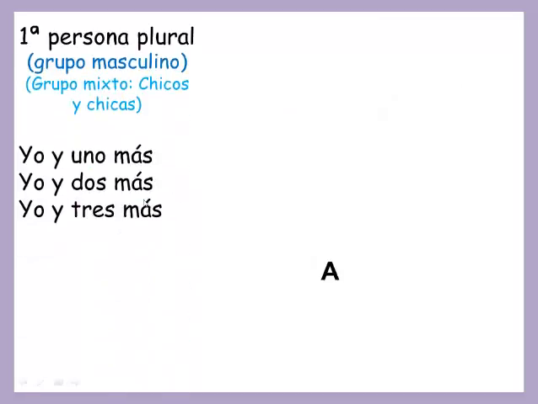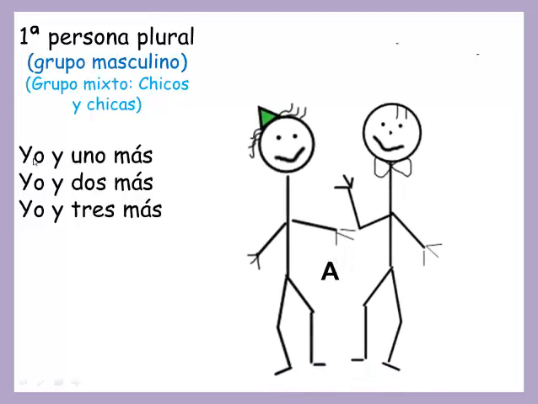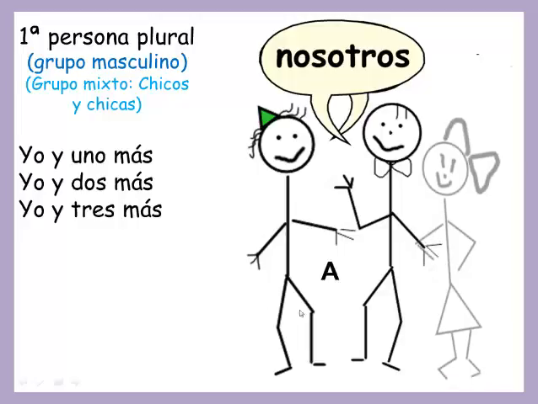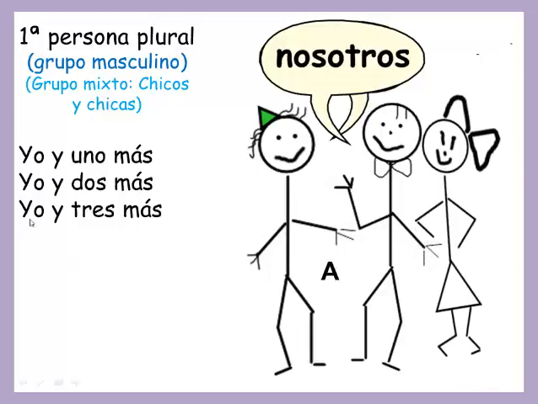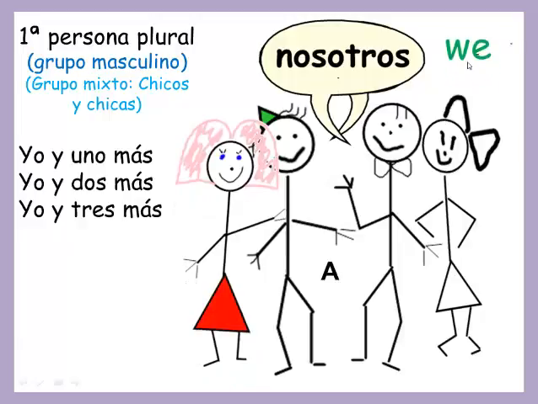So let's move on. Now we look at the plural forms. We've got first person plural, and we've got here basically myself and one more person. That would make it nosotros. If I had myself and two other people, that would make it nosotros. And if I had myself and three other people, that would still make it nosotros. The pronoun in English is we.